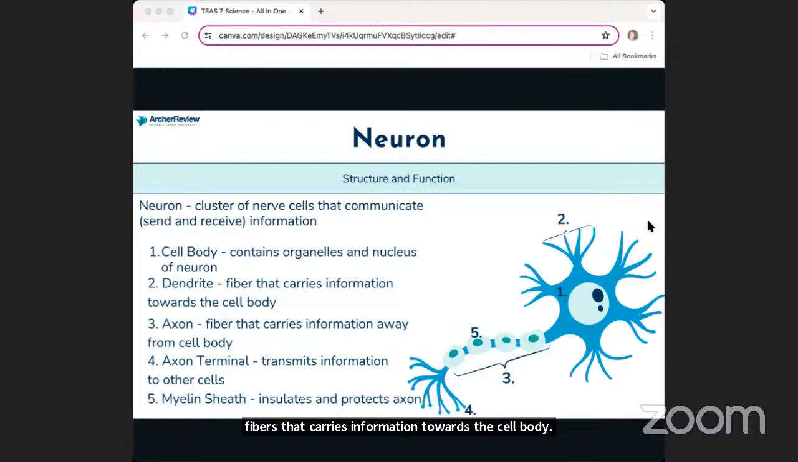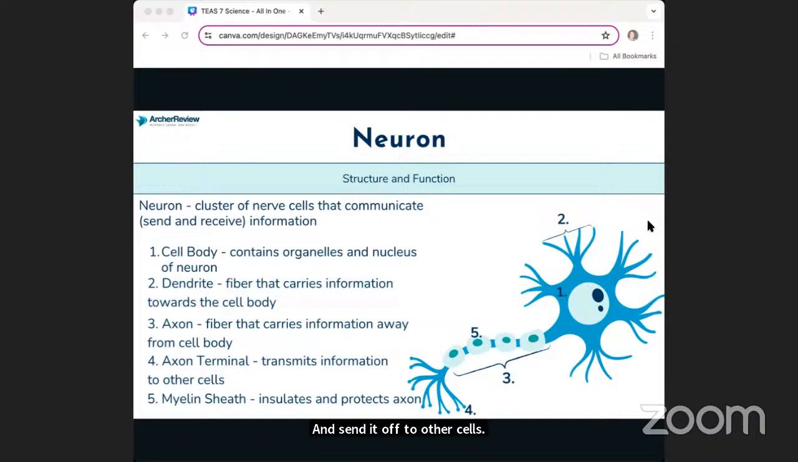Number 3 is called the axon. Notice how it's this long strand coming off of the cell body. And it's a long strand because it's a fiber that carries information away from the cell body, until it hits number 4, which is called the axon terminals. And these are kind of tentacled looking things again, but the job of the axon terminals is to take that information and send it off to other cells.